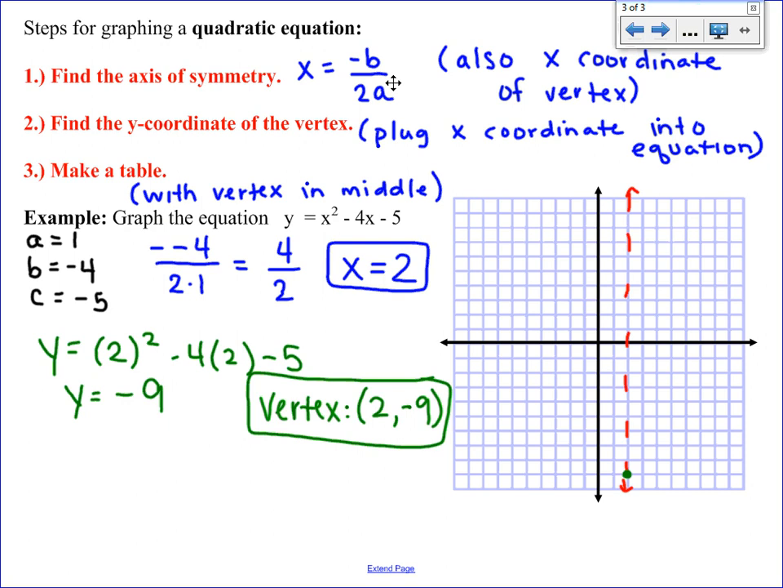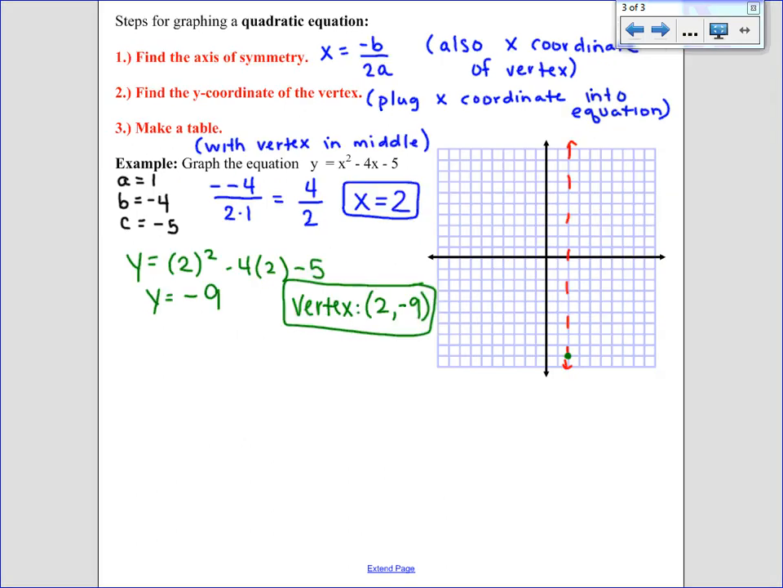So if your points go off of your grid a little bit, just draw them in, and that won't be a big deal. Okay, so we've done step 1 and step 2, and our last step to get the rest of the points is to make a table. The key is to put the vertex right in the middle. So we're going to put that point 2, -9 right in the center, and then we're going to choose points using symmetry. So you want to go up a little bit and down a little bit.